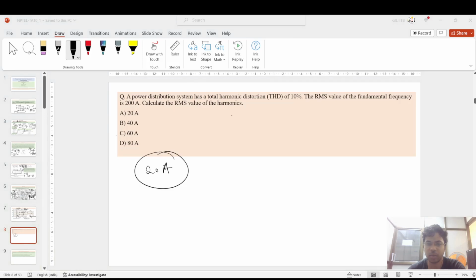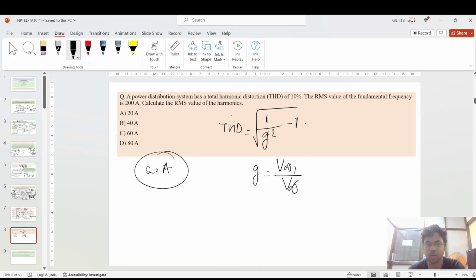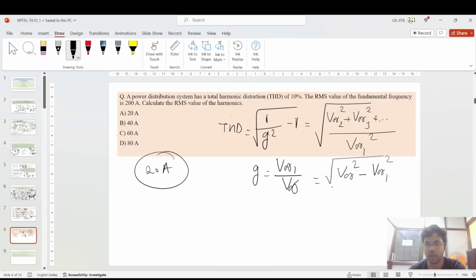So actually the THD definition, before starting this numerical solution. THD is actually defined in terms of 1 upon g square minus 1, and g is the V_O_R1 divided by V_O_R. You can write also in terms of V_O_R2 square plus V_O_R3 square plus dot dot dot, divided by V_O_R1 square, or you can also write in the form of V_O_R square minus V_O_R1 square divided by V_O_R.